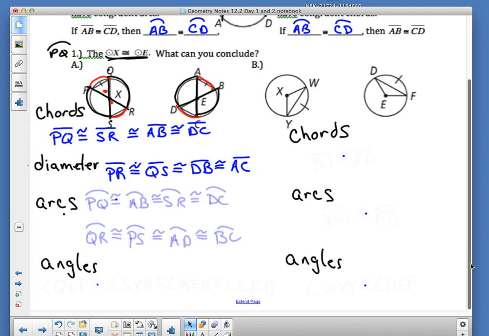I now have eight arcs, and four of them are red. The four red ones are congruent to each other, and the four black ones that I outlined are congruent to each other.